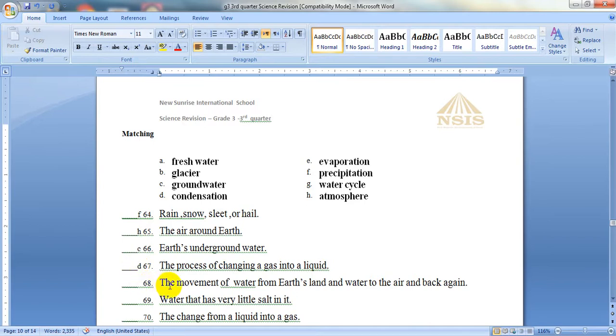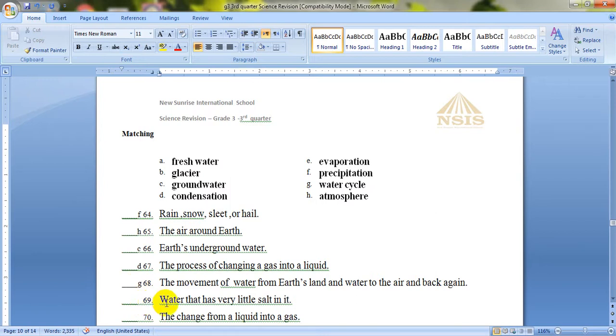68. The movement of water from Earth's land and water to the air and back again. The water will go up from all water surfaces on Earth to the air, and then it will fall back again to Earth. What did we call this movement or this cycle? We call it the water cycle, which is letter G.